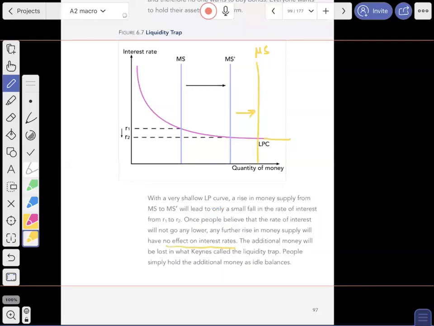The additional money will be lost in what Keynesians call the liquidity trap. People simply hold these idle balances. They are holding these idle balances because they don't want to spend any further.